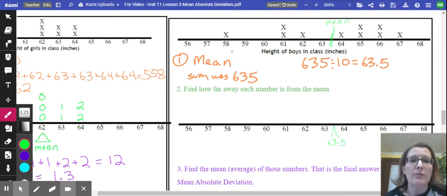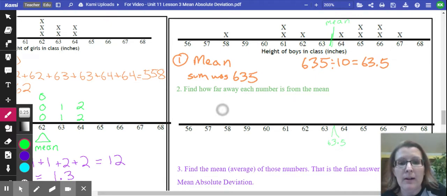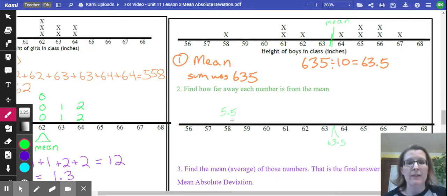Our first number is 58. So we need to figure out how far 58 is from the mean. You have two choices. You could just count. So 58, it's 1, 2, 3, 4, 5.5 away from the mean. So at 58, I'm going to put 5.5 because it's 5.5 away from the mean.